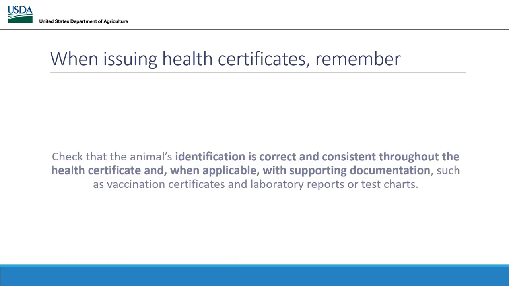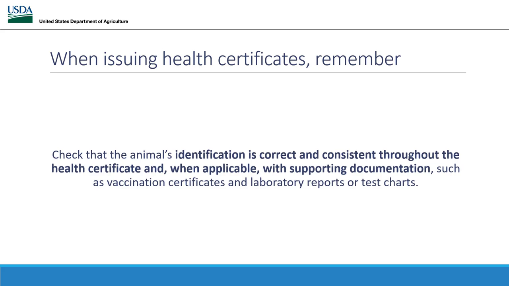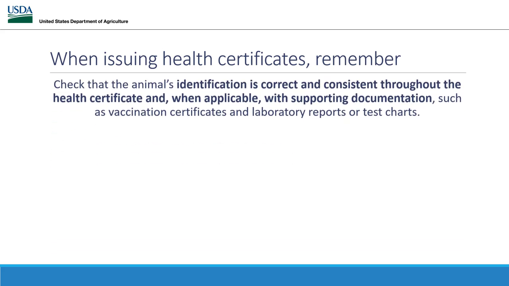As we discussed earlier during the anatomy of health certificates, you should check that the animal's identification is recorded correctly and consistently throughout the health certificate. When the identification is present on supporting documentation, such as vaccination certificates and laboratory test reports, double-check that the identification matches between the health certificate and supporting documentation.